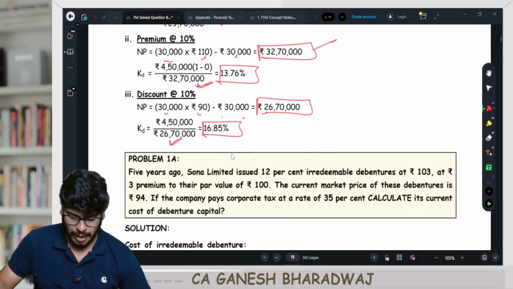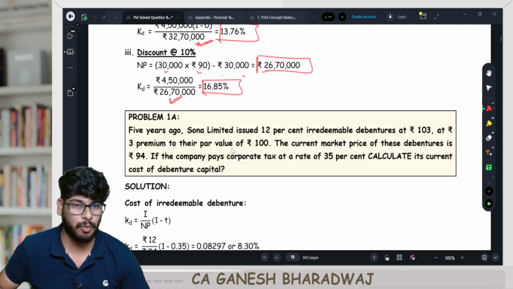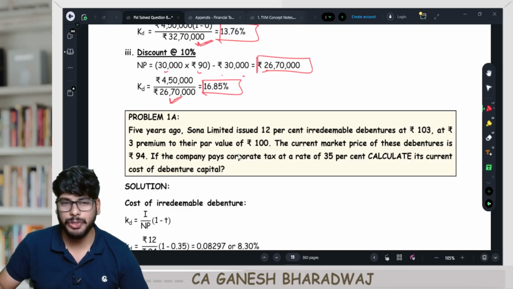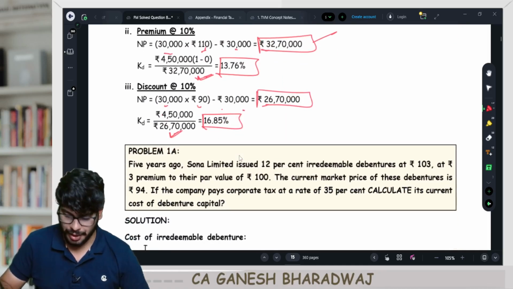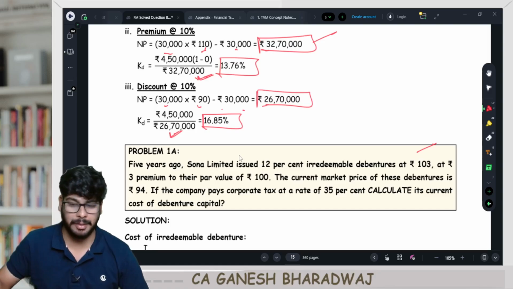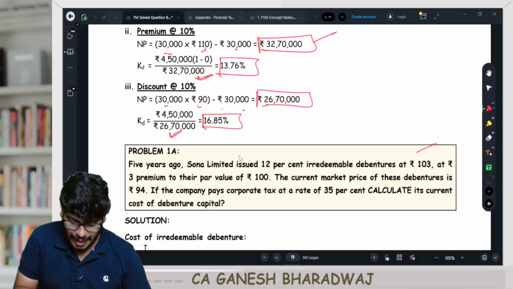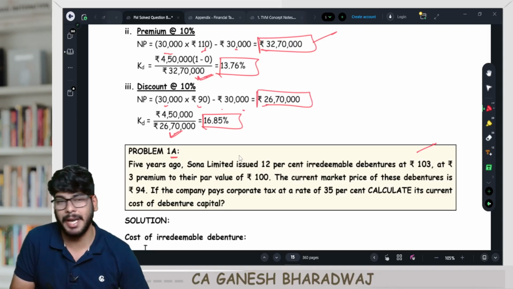Now, I'll just go to the next question, which is question number 1A. Right, I am doing this question for a reason. Now look at this 1A. As I told you, the color coding, the background color of this question is different, and I'm also giving it a unique numbering called 1A.